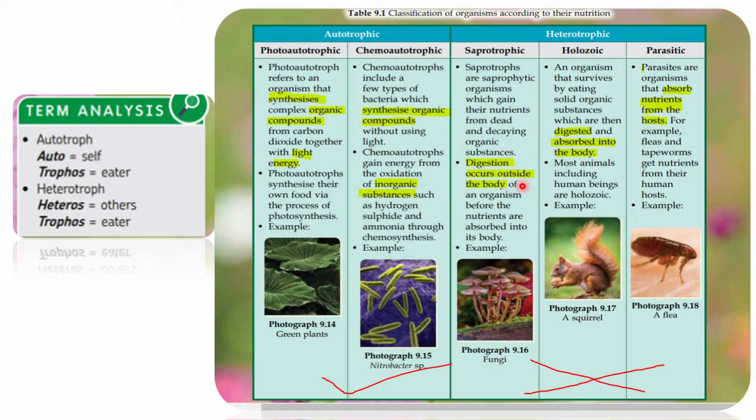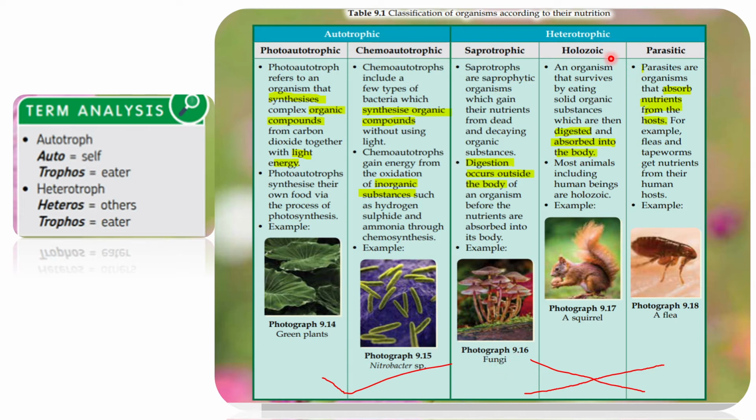So what happened? How do they eat? They are secreting enzymes onto the dead bodies, onto the dead organic substance, and that digestion happens outside the body of these saprophytes before the nutrients are absorbed into the body of the saprophytes. Okay, so this picture here is the fungi. So I've mentioned just now the decomposers. Remember the saprophytic fungi and also bacteria.